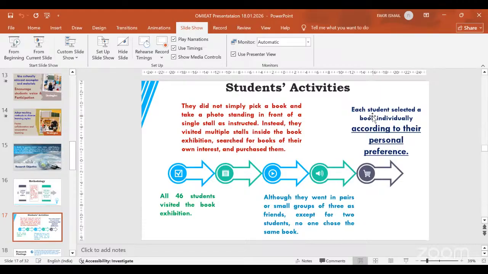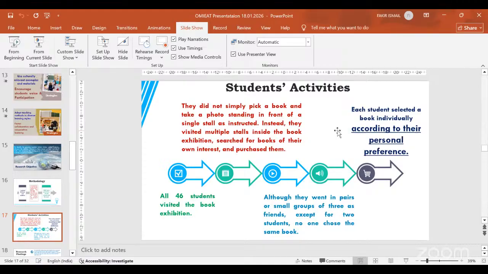They did not simply pick a book and take a photo standing in front of a single stall as instructed. Instead, they visited multiple stalls inside the book exhibition, searched for books of their own interest, and purchased them. Although they went in pairs or small groups of 3 as friends, except for 2 students, no one chose the same book. Among the 44 students, only 2 or 3 books were the same. Each student selected a book individually according to their personal preferences.